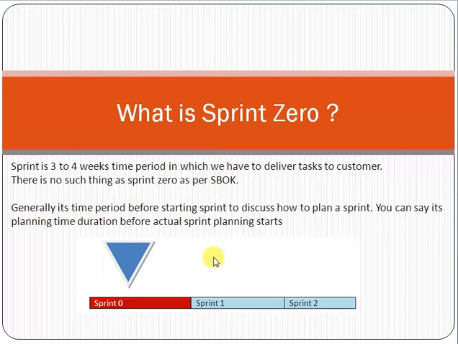So let's start. Friend, whenever we talk about sprint or agile or scrum, this topic is normally heard: we listen about sprint zero. So before going deep into sprint zero, first we want to see what a sprint is. What is a sprint in scrum or agile?